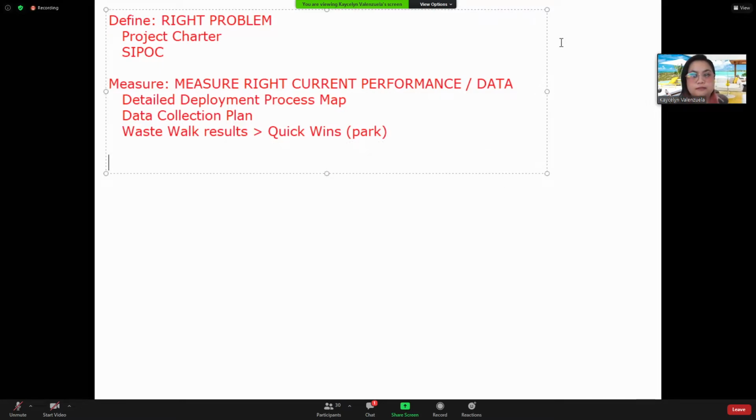Now, we are in the analyze phase. Okay. We are in the analyze phase. And in the analyze phase, may prerequisite. Okay, may prerequisite. What is the thing na galing sa measure phase na dadalhin ko sa analyze phase?